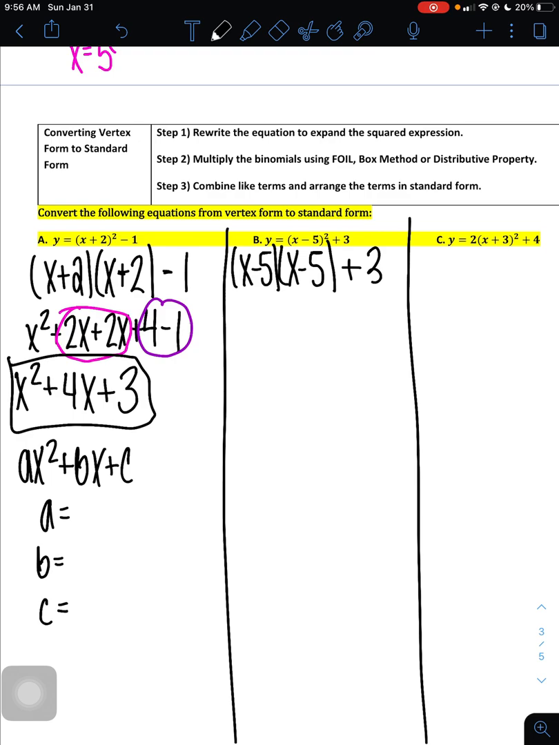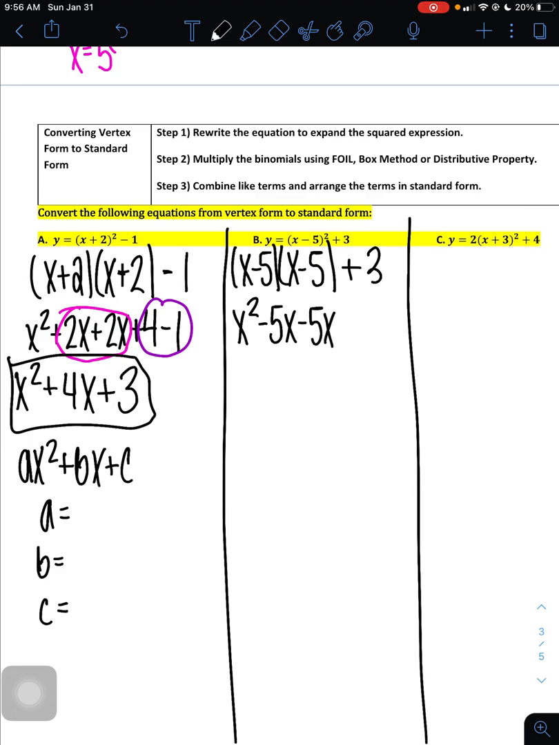Now I have to just FOIL this out. So x times x, that gives me x squared. That's my first term. Then my outer terms, I have an x with a minus 5. That gives me minus 5x. I see the same things happen with my inner terms. So I have another one.